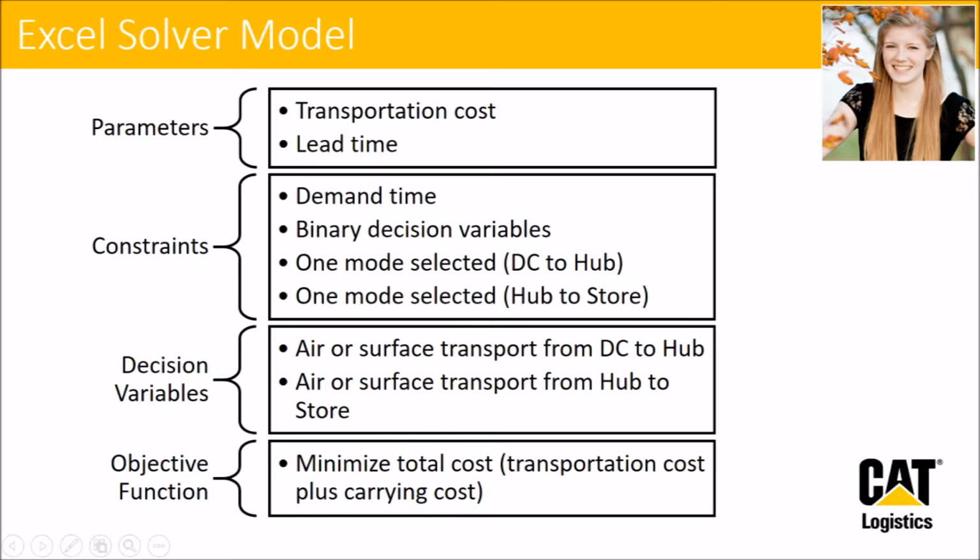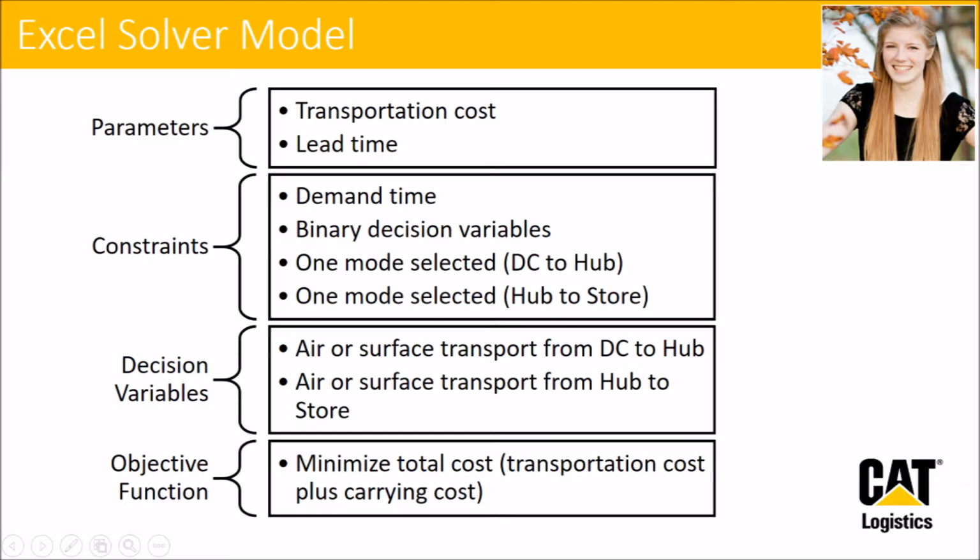From the DC to the hub, per unit transportation cost was calculated as a given rate multiplied by the part weight. From the hub to a store, transportation cost depended on both part weight and store location. Lead times were constant for every transportation mode except for surface transportation from hub to a store, so this value is looked up. Our first constraint in the model is demand time, which ensures that lead time is less than or equal to the days until stockout. This constraint ensures that customer demand can be met on time. Our calculation of days until stockout will be discussed in detail later.